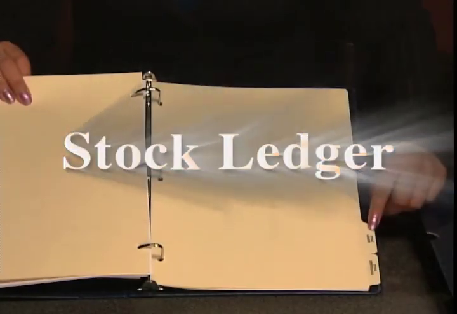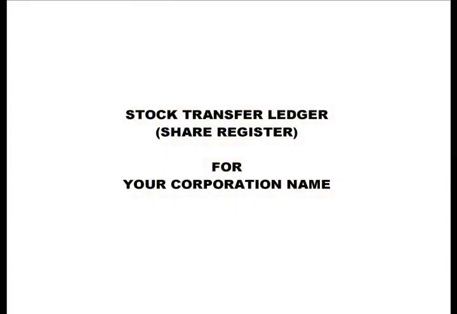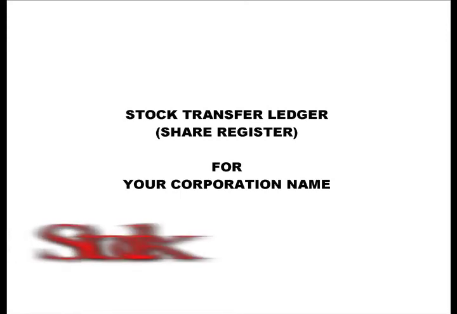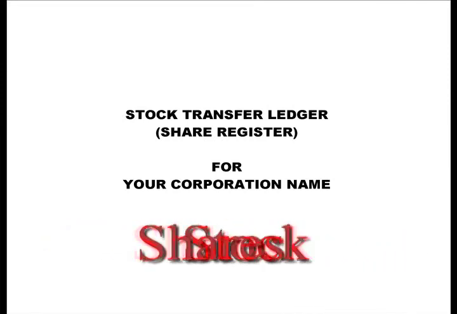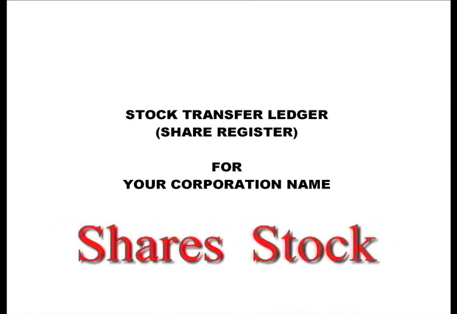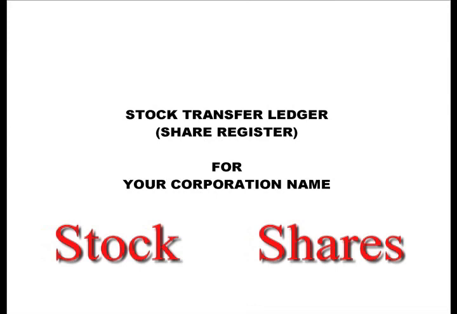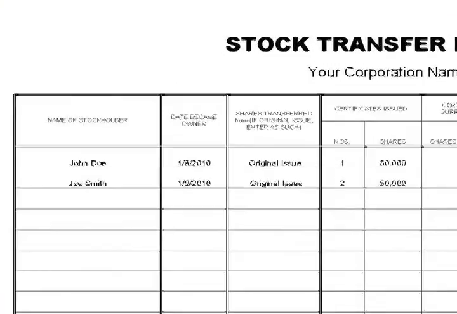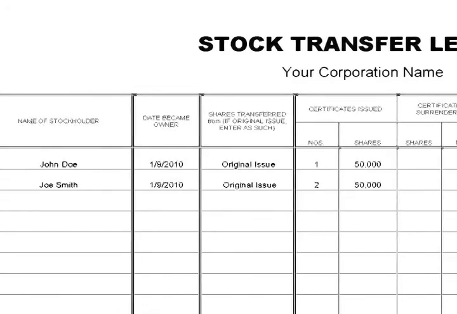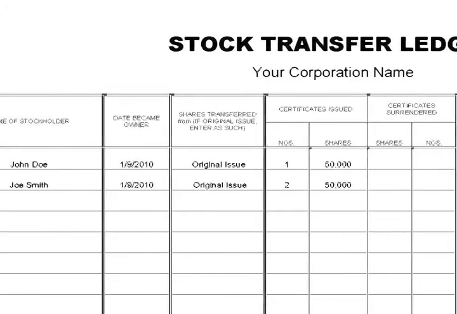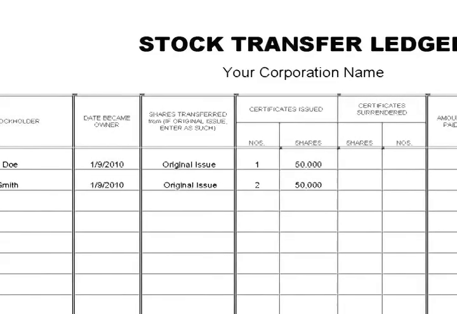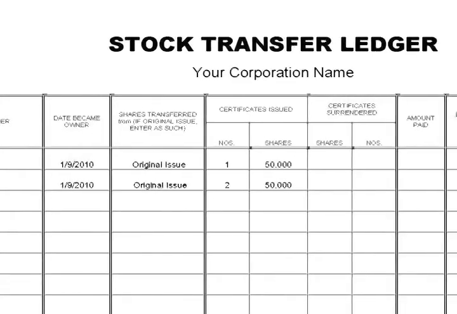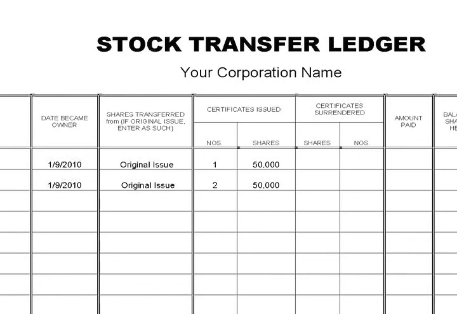The next section is stock ledger. The stock ledger is going to tell the story of how your stock moves. Stock and shares are interchangeable terms. So if you refer to yourself as a stockholder or a shareholder, it's interchangeable. You'll see on this form you would put the name of the stockholder, the place of the residence, the time they became the owner, and the stock number, the certificate number, and the number of shares. That's going to denote how much ownership that individual has.